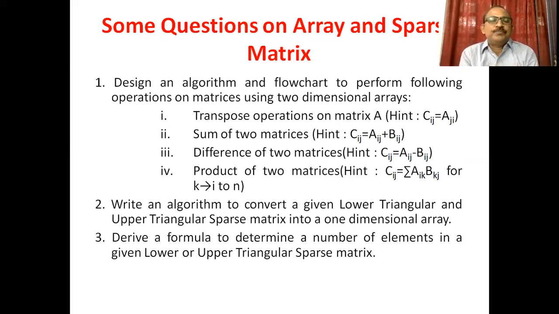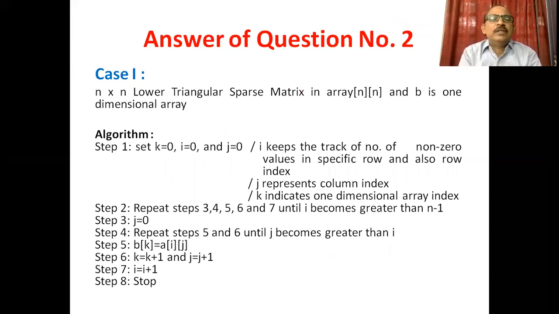Question number 2 is: write an algorithm to convert a given lower triangular and upper triangular sparse matrix into a one-dimensional array. Next question, derive a formula to determine the number of elements in a given lower or upper triangular sparse matrix. First, let us take an n cross n lower triangular sparse matrix which is stored in a two-dimensional array A[n][n], where B is a one-dimensional array.